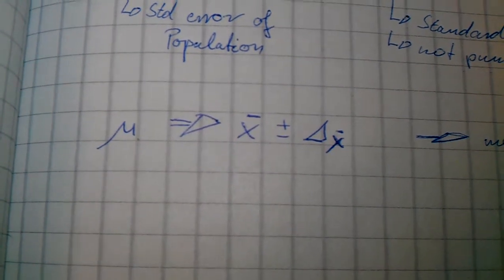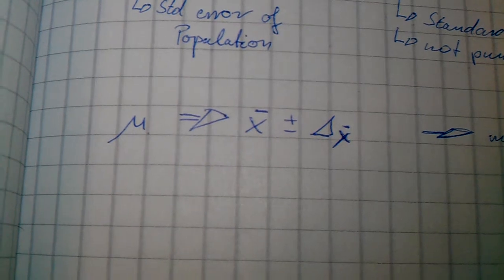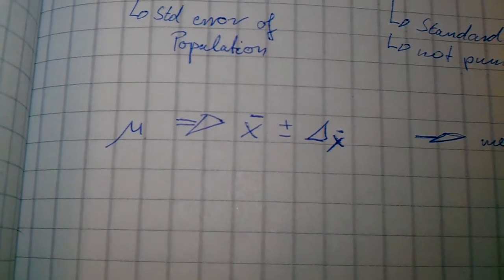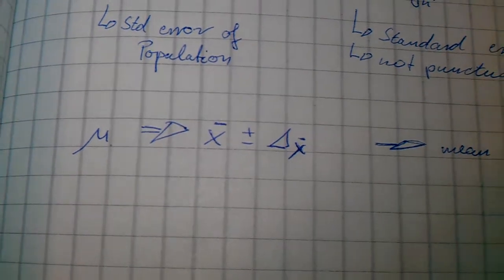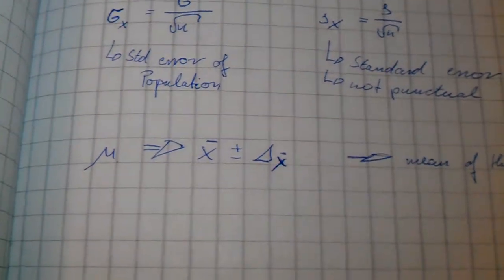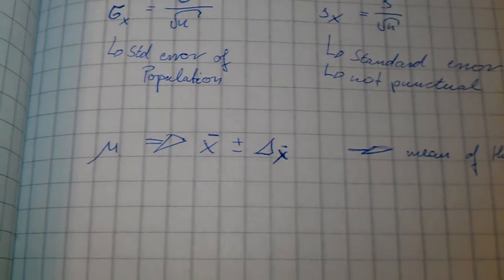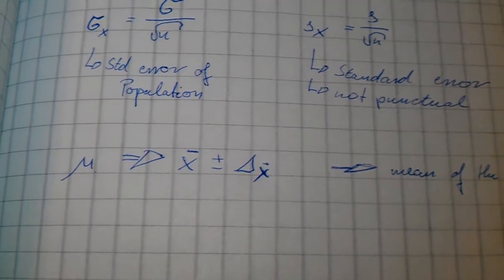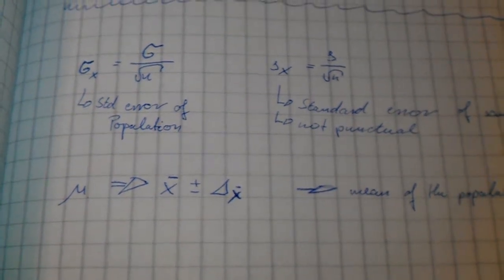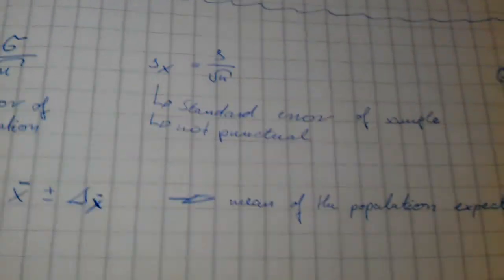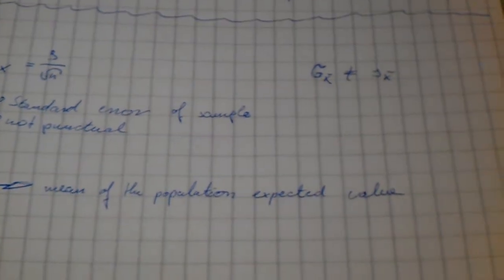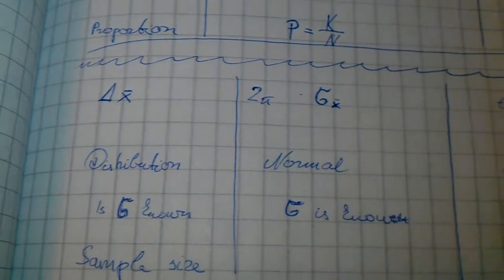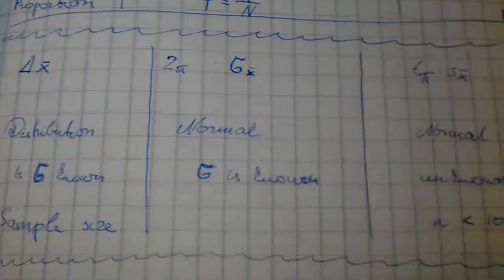So this is an estimation of the population, and it looks like this: mu equals sample mean plus or minus the error, where mu is the mean of the population's expected value. It's calculated like this, and then what we know is that it looks like this.